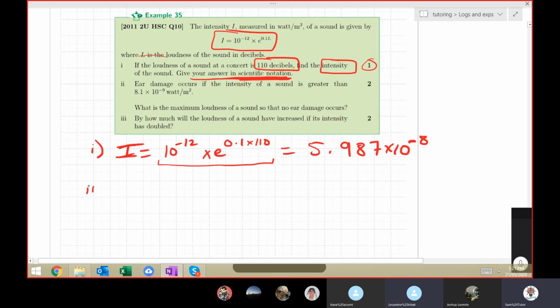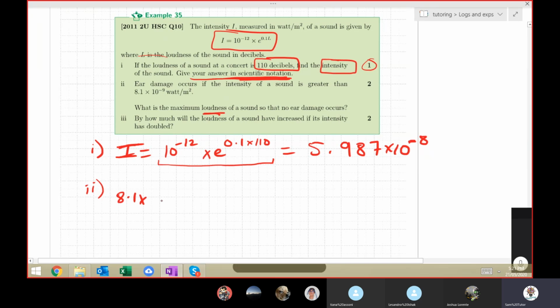Double I. You're still going to do double I. Ear damage occurs if the intensity of a sound is greater than 8.1 times 10 to the power of negative 9. What is the maximum loudness of a sound so that no ear damage occurs? What letter are you solving for now? L.